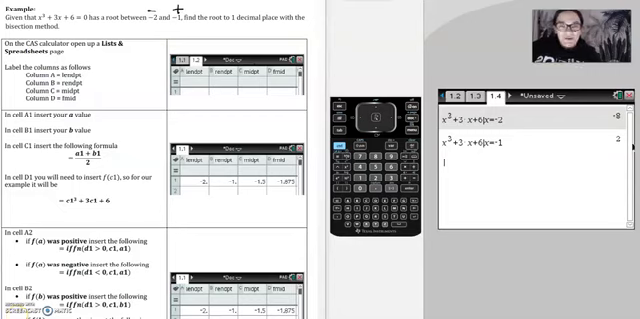Hi everyone, and welcome to this example of using the bisection method with your Lists & Spreadsheets. So the example that we're going to look at is up on screen on the left hand side.